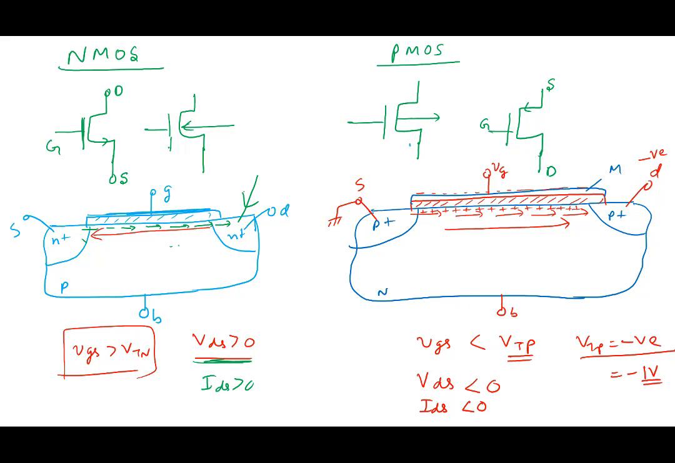Note that if I take the current going into a node as positive, then here the current is coming out. IDS is negative. But if IDS is negative, it also implies ISD is positive. So that's why in this symbol the current starts from source and then flows to the drain. ISD is positive. That's why we often draw PMOS with the source at the top and drain at the bottom, because the current is flowing like this.